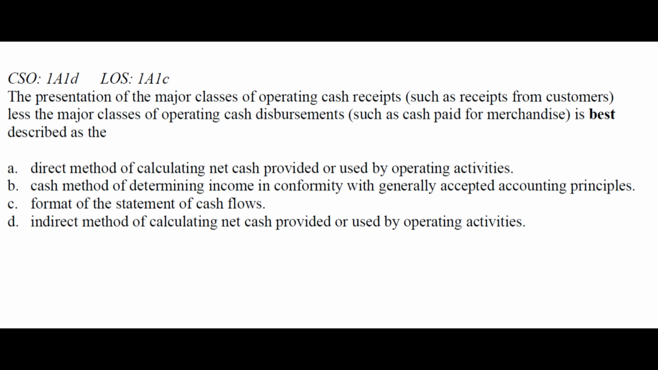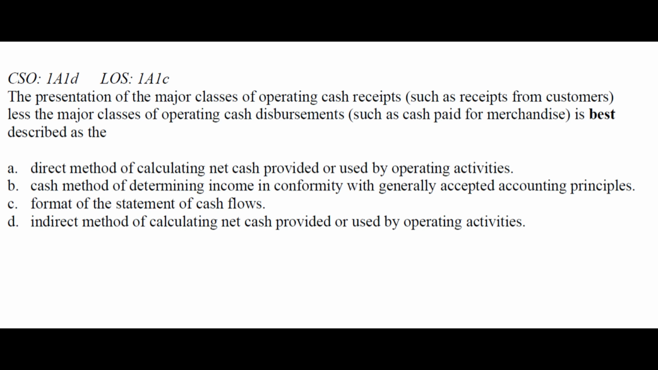D. Indirect method of calculating net cash provided or used by operating activities. Incorrect. The indirect method begins with net income and reconciles it to operating cash flow through adjustments for non-cash items and working capital changes. It does not list actual cash receipts and payments. Correct answer: A. Direct method of calculating net cash provided or used by operating activities.